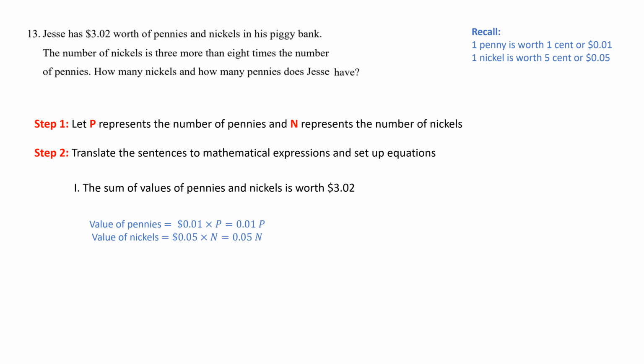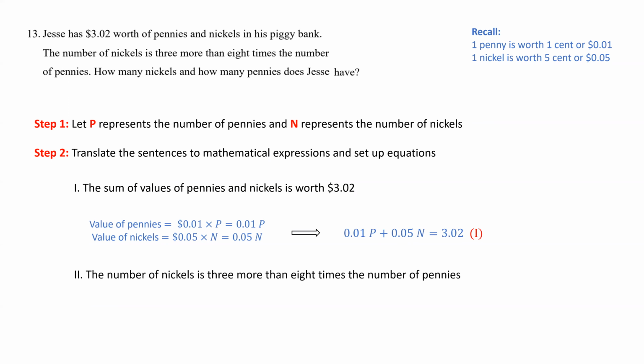Similarly, the value of nickels is equal to the value of 1 nickel, which is 5 cents or $0.05, multiplied by the number of nickels that this someone has. Therefore, the total value of nickels will be 0.05 N. We know that the sum of these two values must be $3.02, so we can set up the first equation.